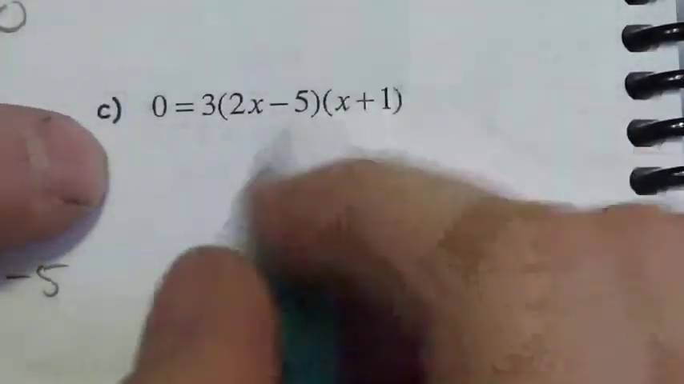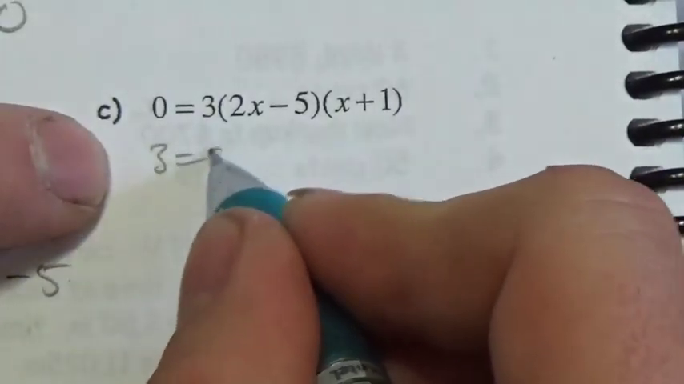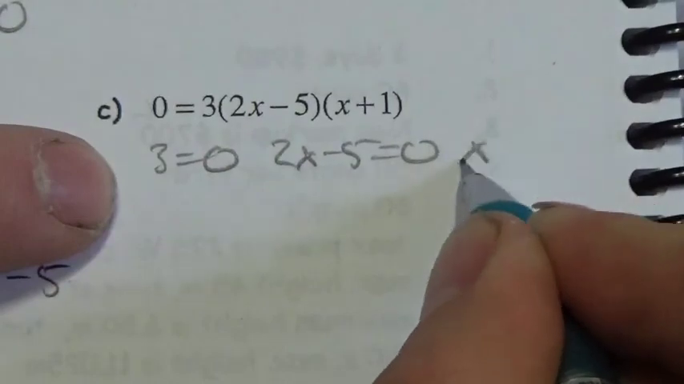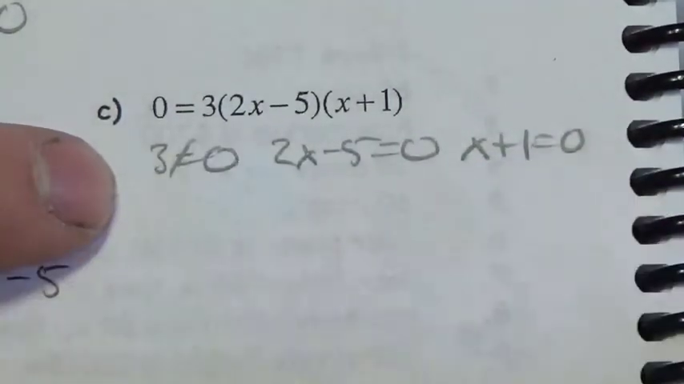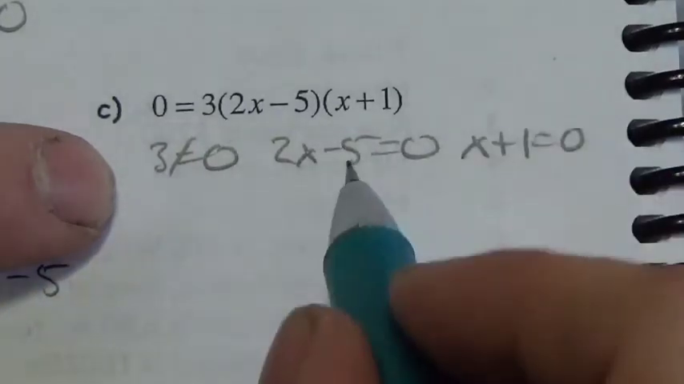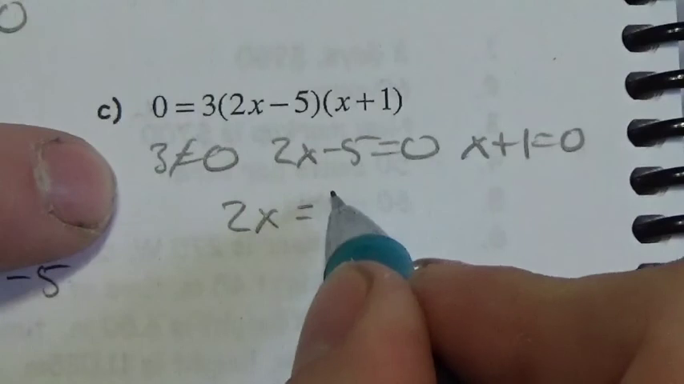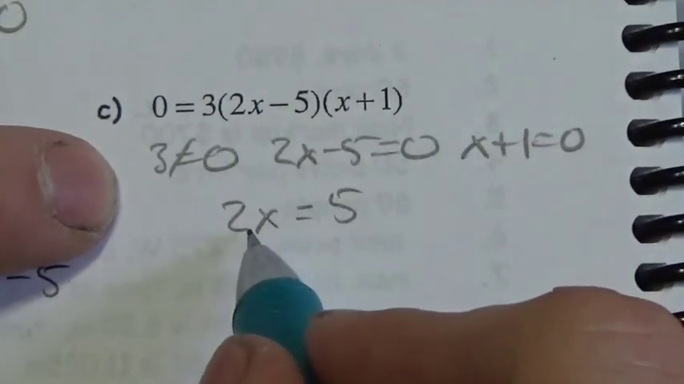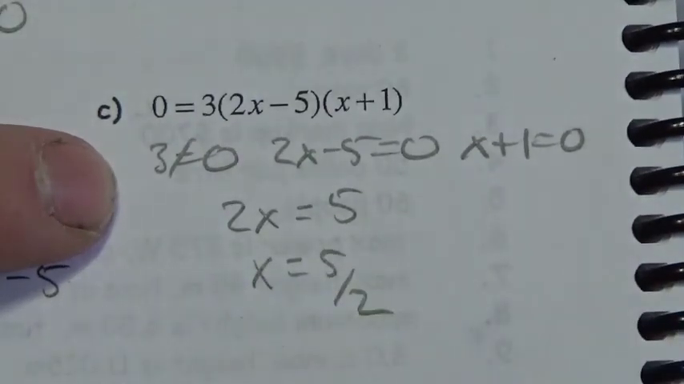So now remember how I approached that here. I've got three different factors multiplied together. So either 3 is equal to 0, 2x minus 5 is equal to 0, or x plus 1 is equal to 0. Now 3 doesn't equal 0, so that's not the thing right there. That's not giving me any useful information. But 2x minus 5 could equal 0. Bring the 5 over. 2x minus 5 will equal 0 if x is equal to, and let's divide by 2 here, if x is equal to 5 halves. Okay?